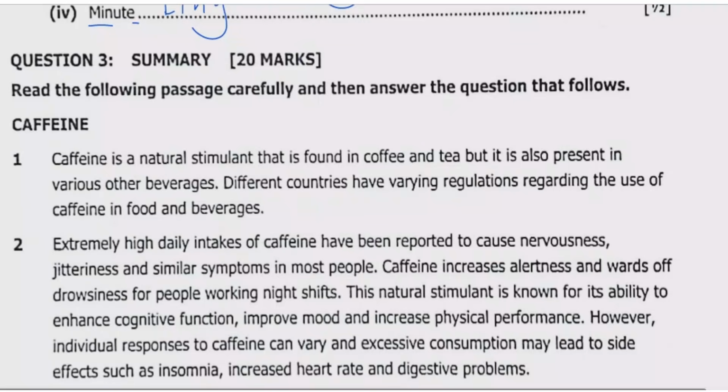First of all, like I said earlier, when you're reading a passage, first you read for the general idea of the passage, then later you read for understanding. So let's start reading. This passage is on caffeine. Paragraph 1. Caffeine is a natural stimulant that is found in coffee and tea, but it is also present in various other beverages. Different countries have varying regulations regarding the use of caffeine in food and beverages.